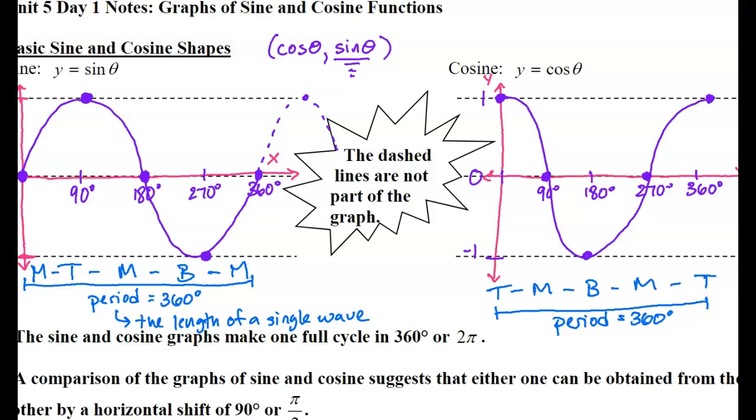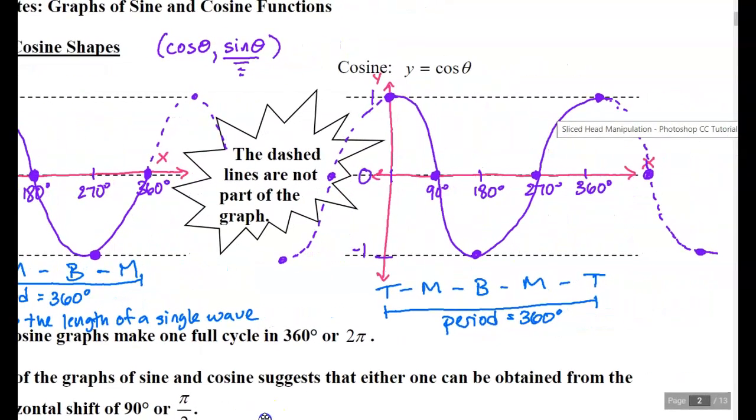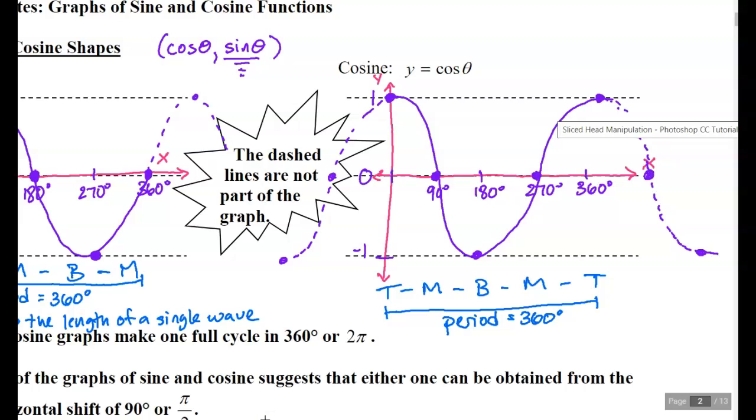Also, you might notice that if you were to continue drawing the cosine graph, do you notice something about cosine? Oh, I think I see what you're saying. If I continue drawing the cosine graph, you notice that it is actually forming the exact same shape as sine, right? It's forming the exact same wave. The only difference between sine and cosine is that they're 90 degrees shifted from one another.